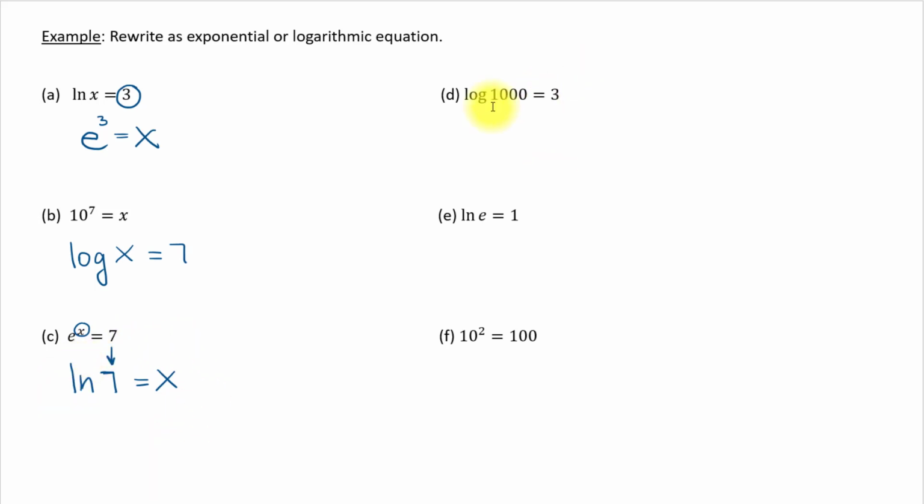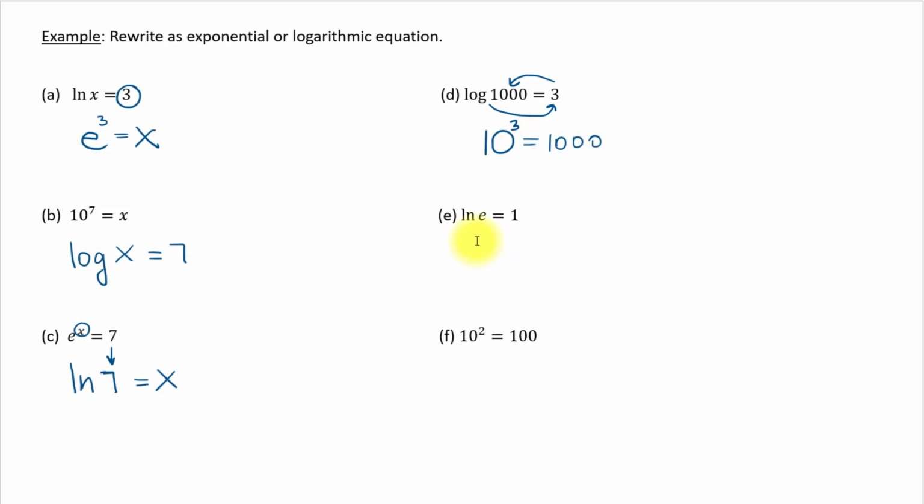In part d, we have logarithm without any base written. That means that it's base 10. To write the exponential form of this equation, I write base 10, raise it to the power 3. Remember, logarithm equals the power, and set equal to what stands inside the logarithm, 1000. So we'll take base, we raise it to the power, and set equal to what stands inside the logarithm.